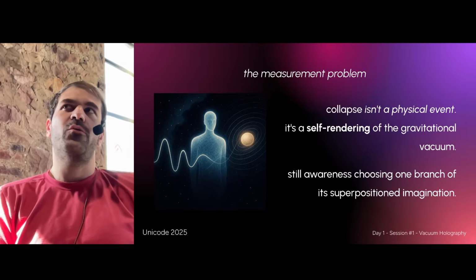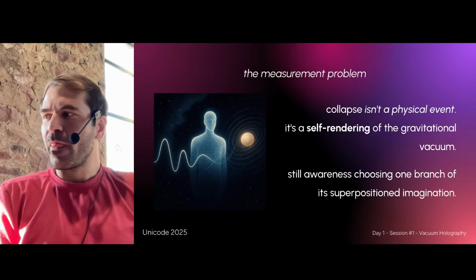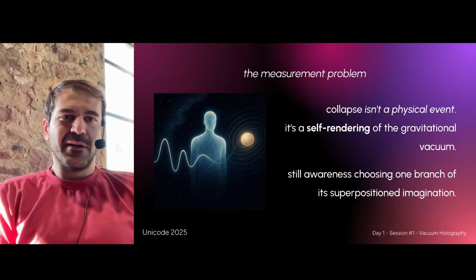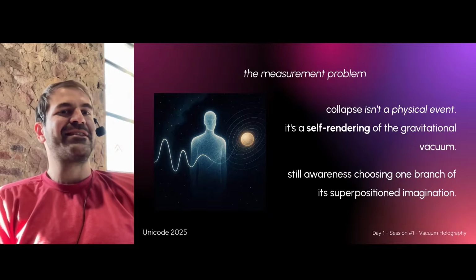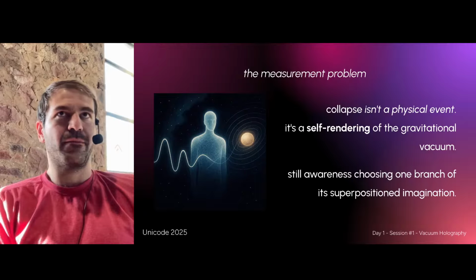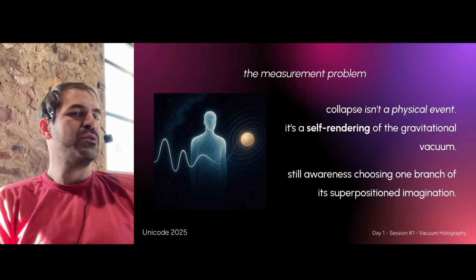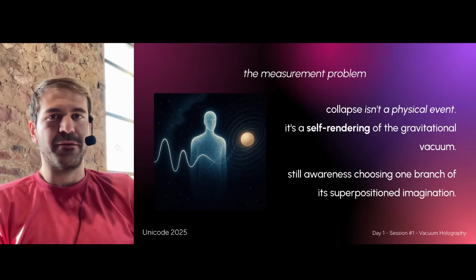All right, so now we'll go to the measurement problem. So collapse isn't a physical event. It's a self-rendering of the gravitational vacuum, still awareness choosing one branch of its superpositioned imagination.